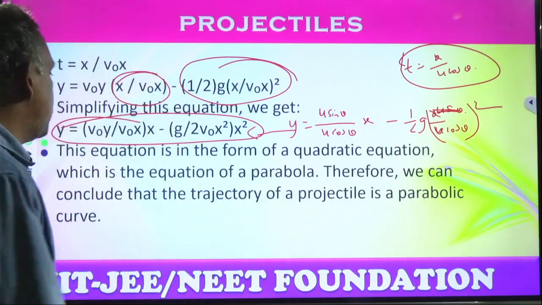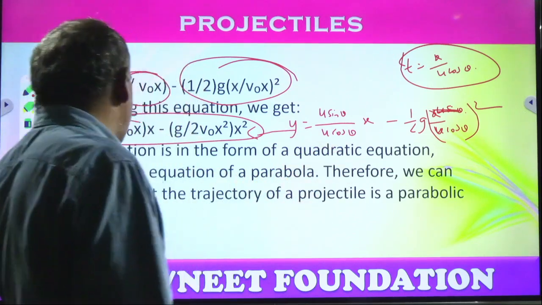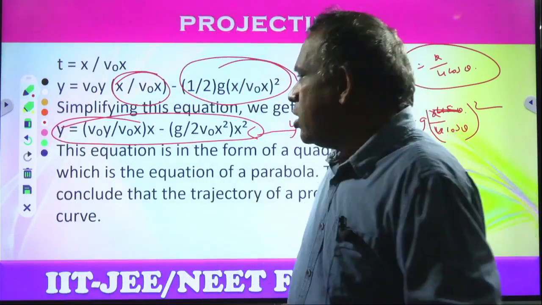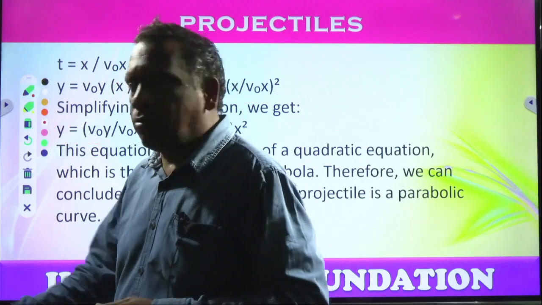Both are equal equations. See, here the equation is in the form of a quadratic equation, which is the equation of the parabola. So in this way we can prove that the equation of the oblique projectile is a parabola.